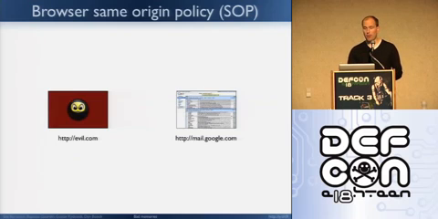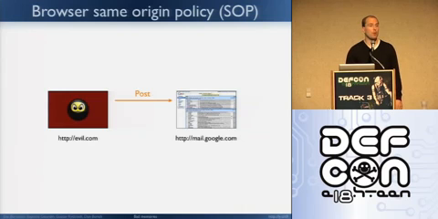The basic idea is the following. If you have two origins, on the screen you have evil.com and mail.google.com, the same origin policy does something very simple, which is that one origin can post data. It doesn't mean that the other origin has to process it, but you can post data from one origin to another. That's how web services can interact together.